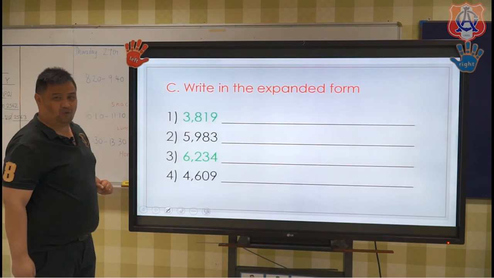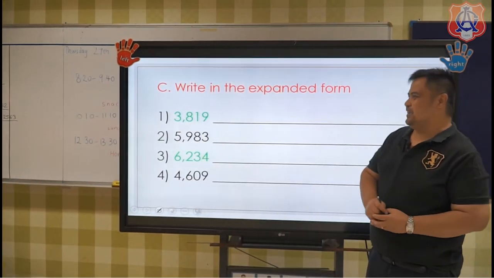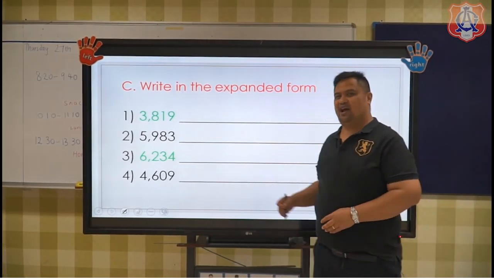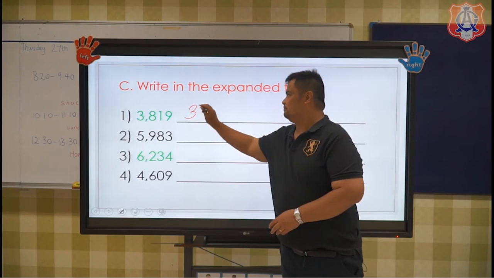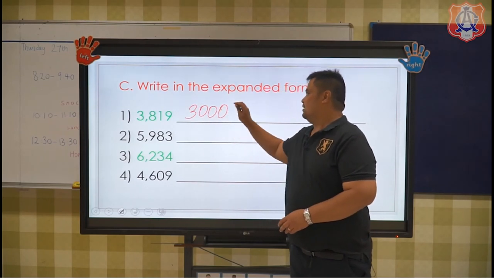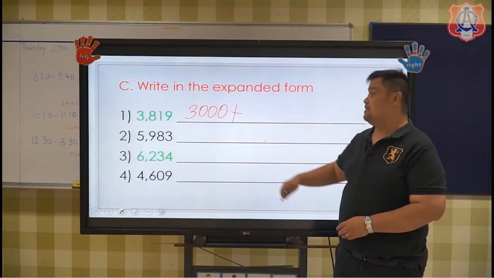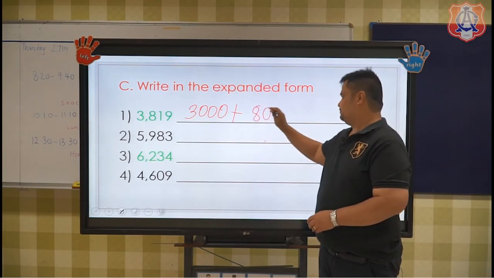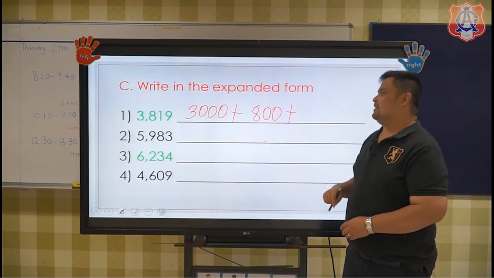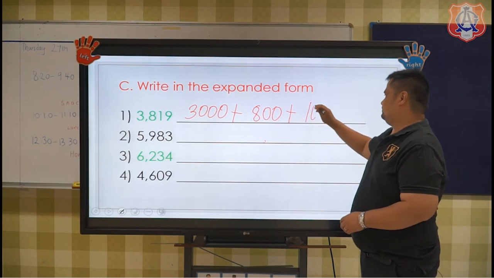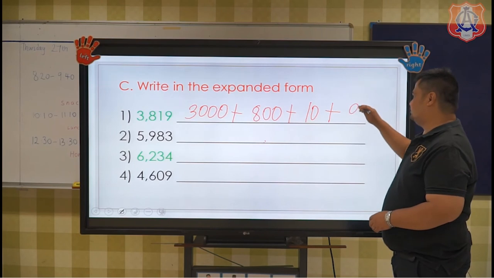Write in the expanded form. Can we do it? Yes, we are. Ready? Let's begin. 3,819 can be written as 3,000 plus 8 represents the 800. The 1 represents the tens. And the 9 is the ones.